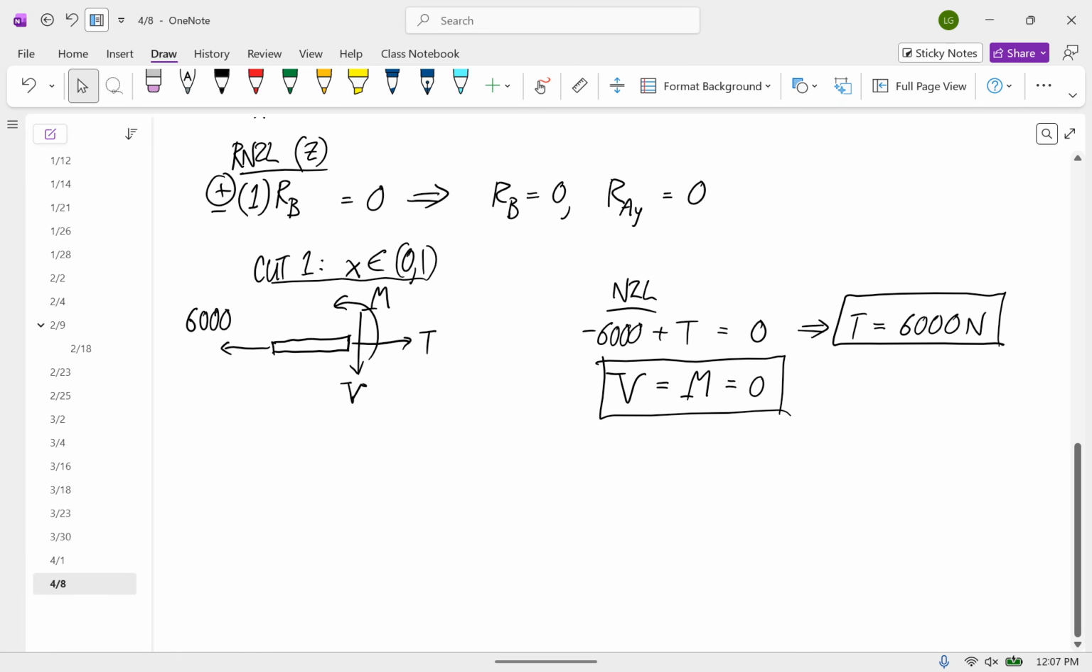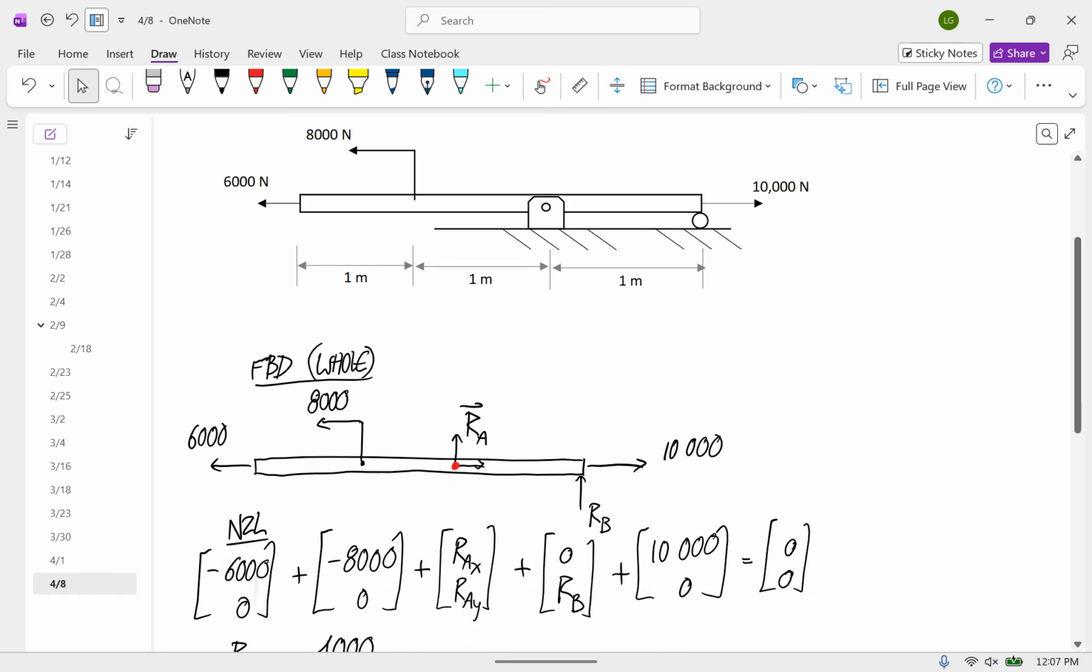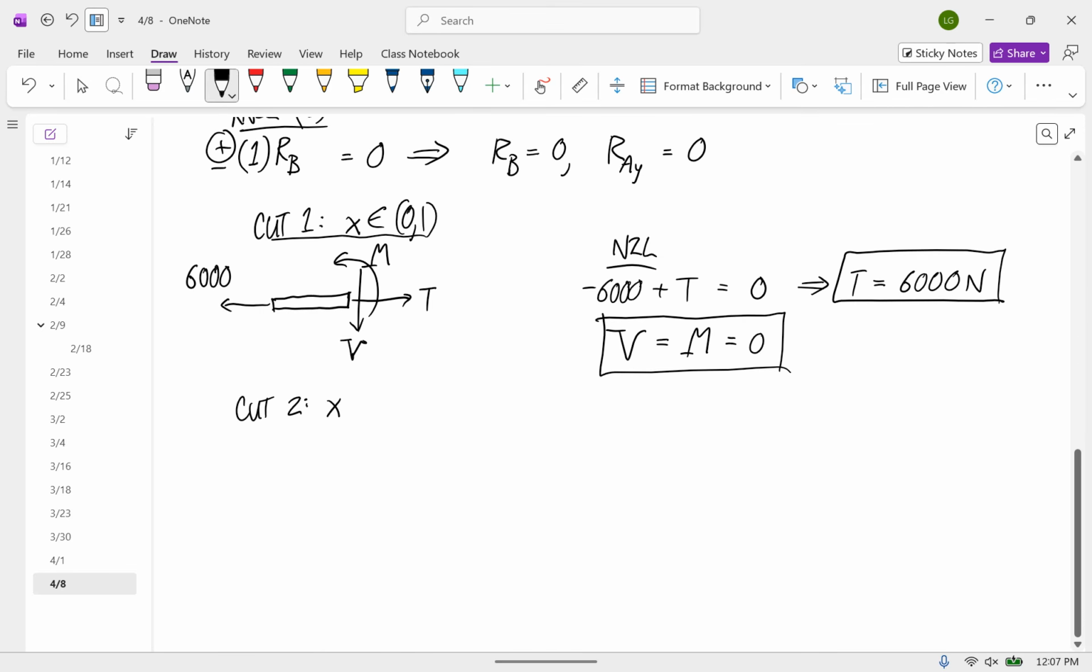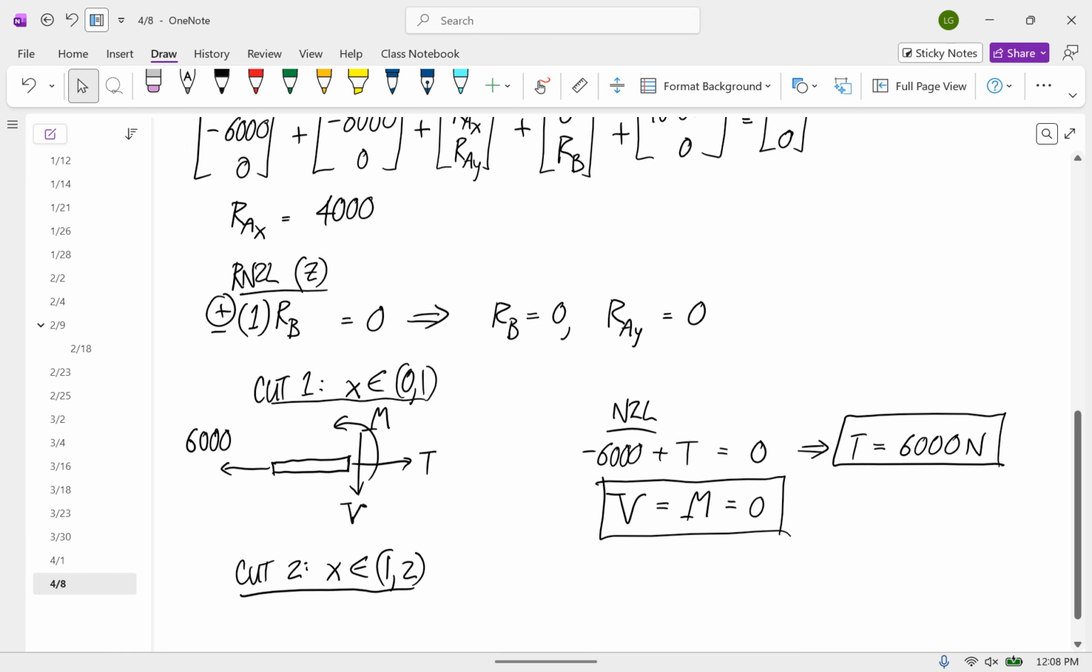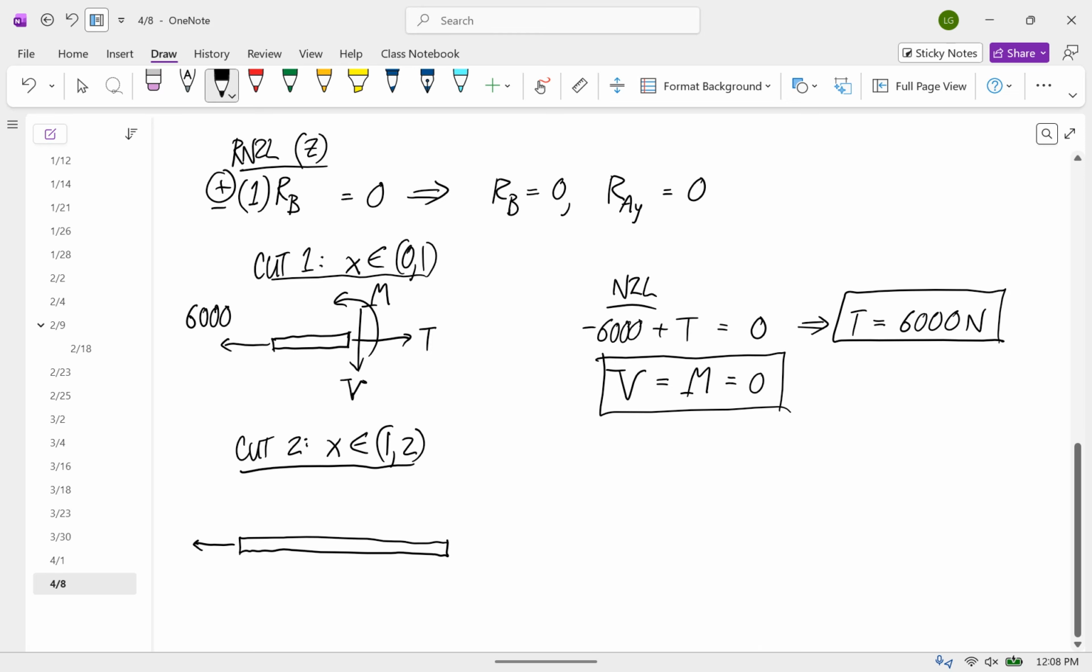Then we'll go to cut 2. This is for x values between 1 and 2, sorry. And we're going to go all the way from the left to some point after the 8,000 Newton. So we have a 6,000 here. We have an 8,000.